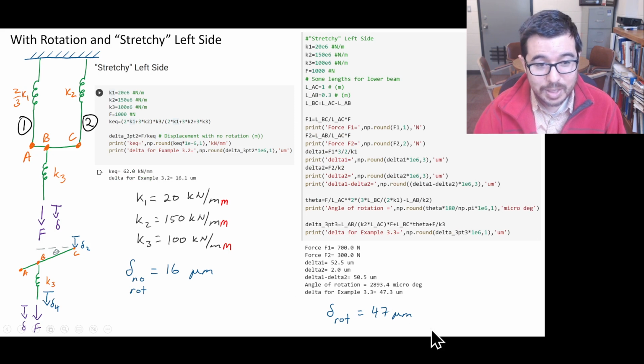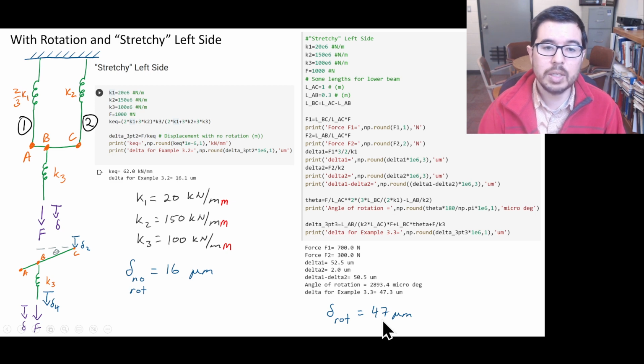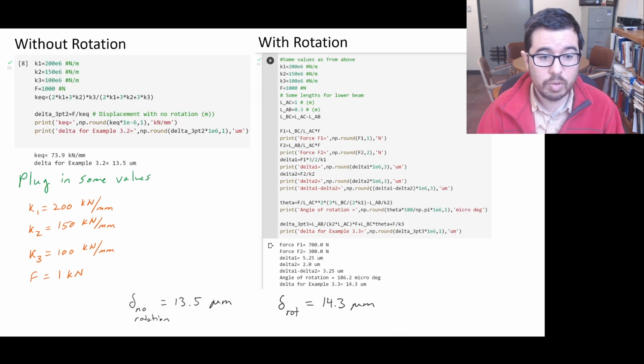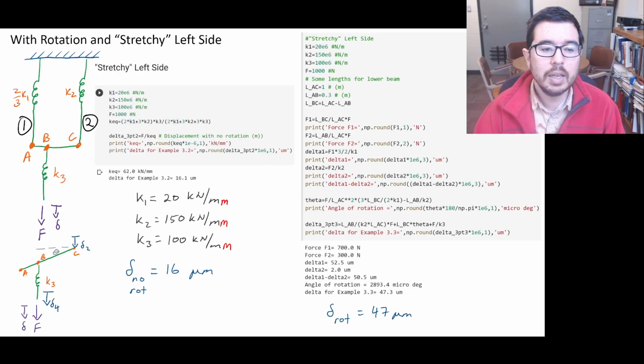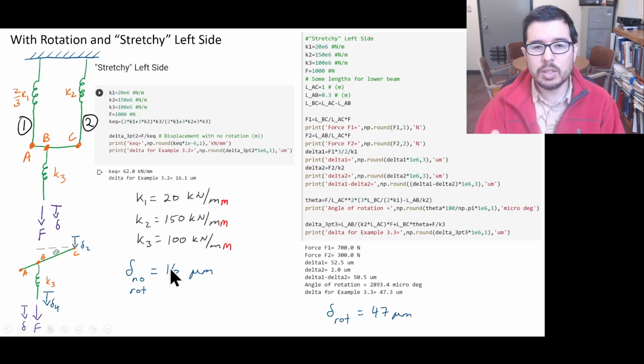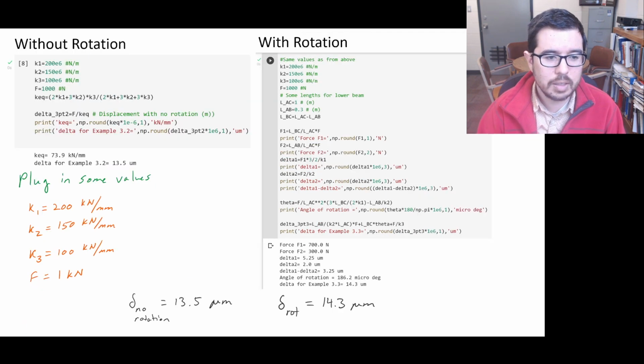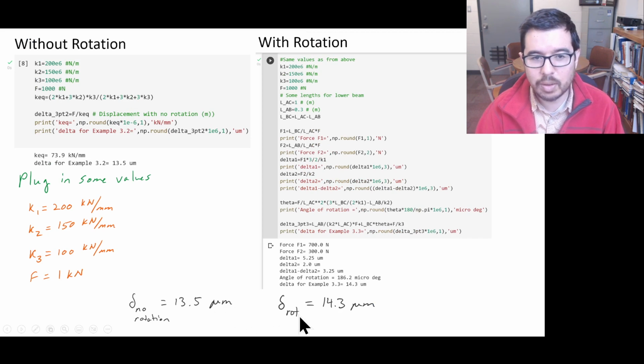Okay? And with this change, though, we see a very large difference in the deformation we expect when we consider rotation. Before, we said it was like 14 microns. Now we're up to 47. And it was still somewhere between 1 and 10% change here. I haven't done the exact numbers, right? But like 0.8 divided by 13.5 or something. It's something less than 10%.